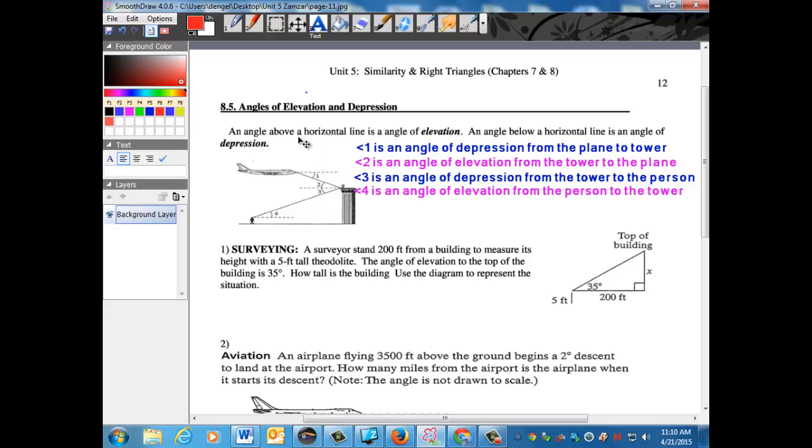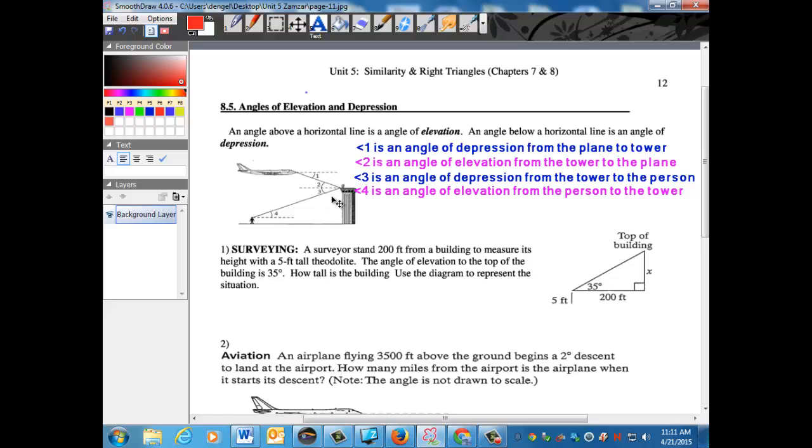And that should make sense because you look at the plane, it's looking down. If you were inside of the plane and you look down at the tower, you would look down at it in angle form, but that would be an angle of depression because you're looking downward. Angle 2 would be an angle of elevation because you're at the tower and you're looking up at the plane. So that would make sense. You're inside this tower and you look upward, that would be an angle of elevation.